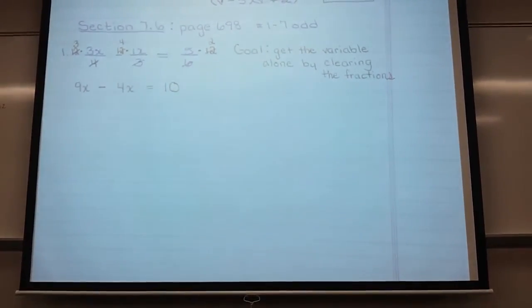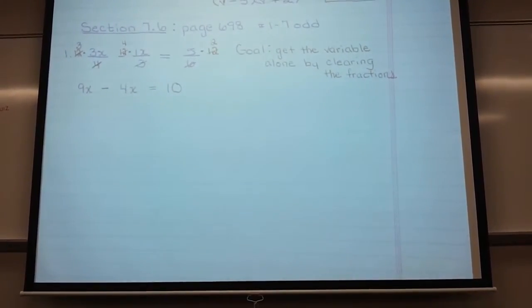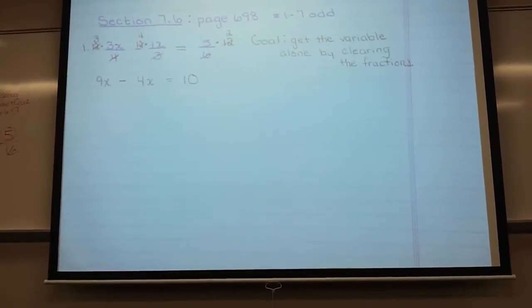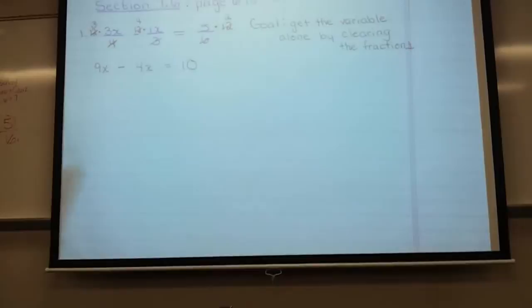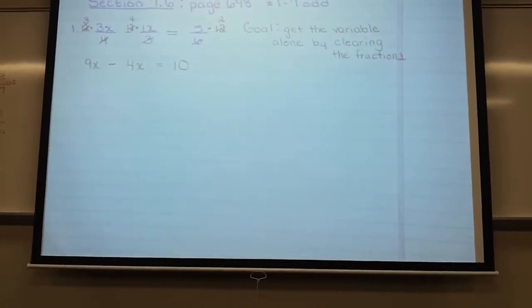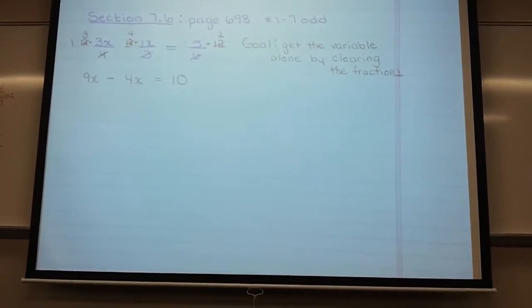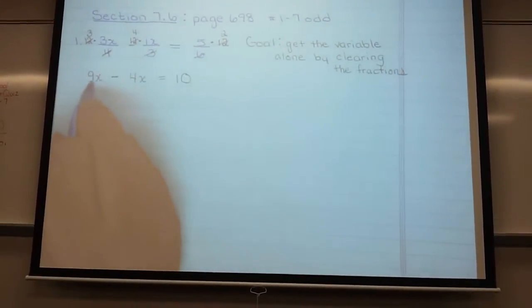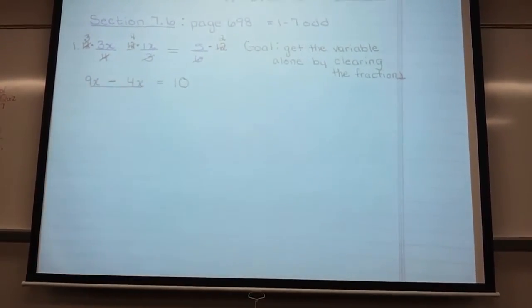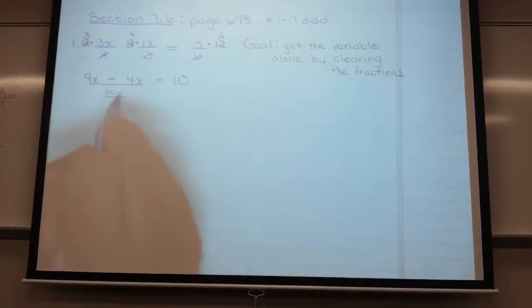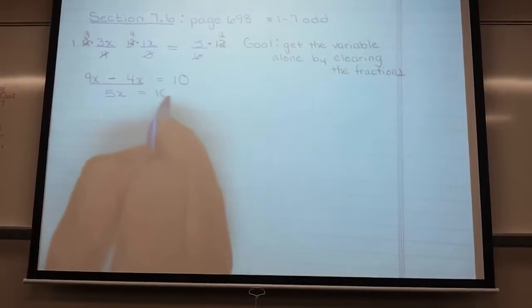Now look at that equation. Doesn't that look so much easier to solve than what you originally had? All the denominators are gone because you chose a common denominator to wipe them out. So thinking back to chapter 3, is there anything we can simplify? Yes, 9x minus 4x. I can combine those, and that's just going to give me 5x equals 10.